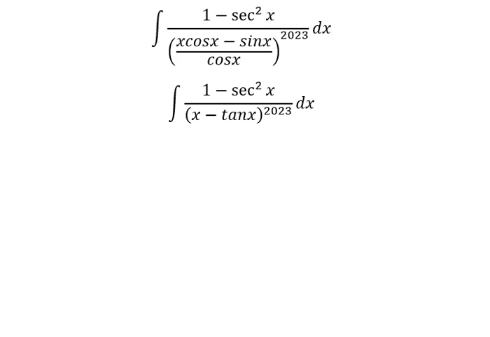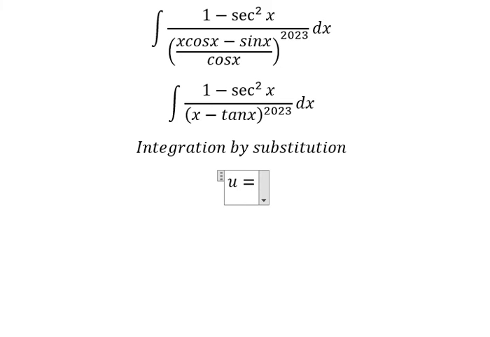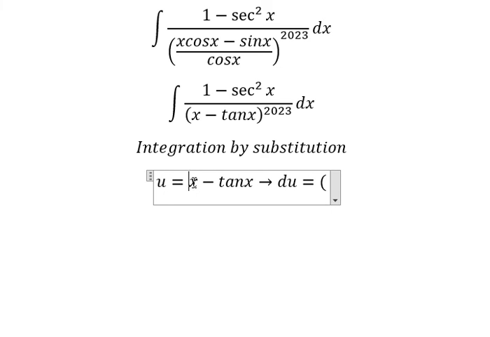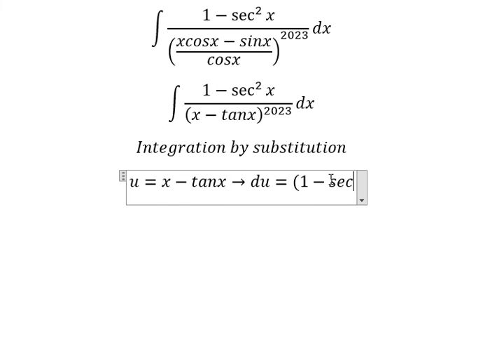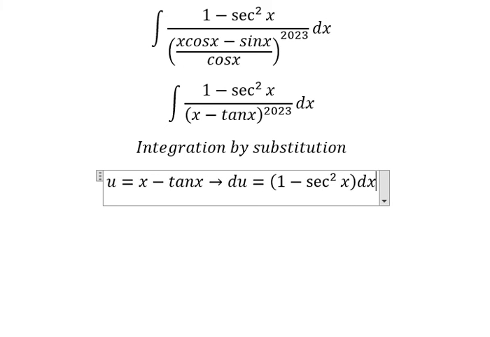Next, we need to use integration by substitution. So I need to put u equals x minus tan x. Later we take the first derivative of both sides. First derivative of x, you got 1. First derivative of tan x, we have secant of x squared dx.